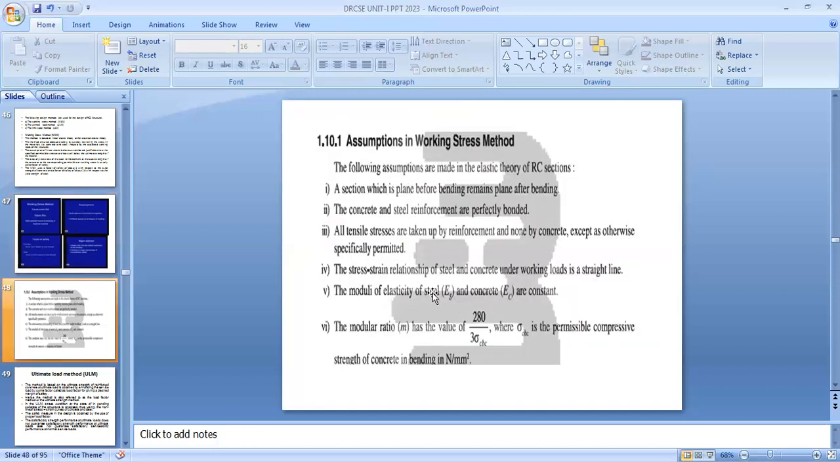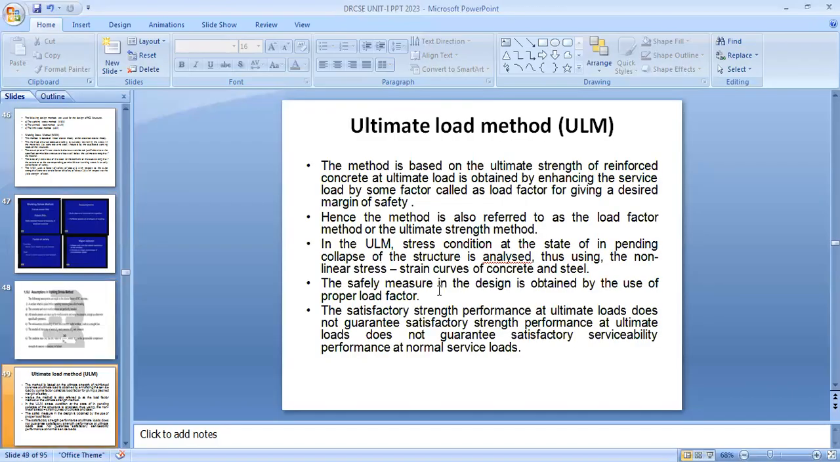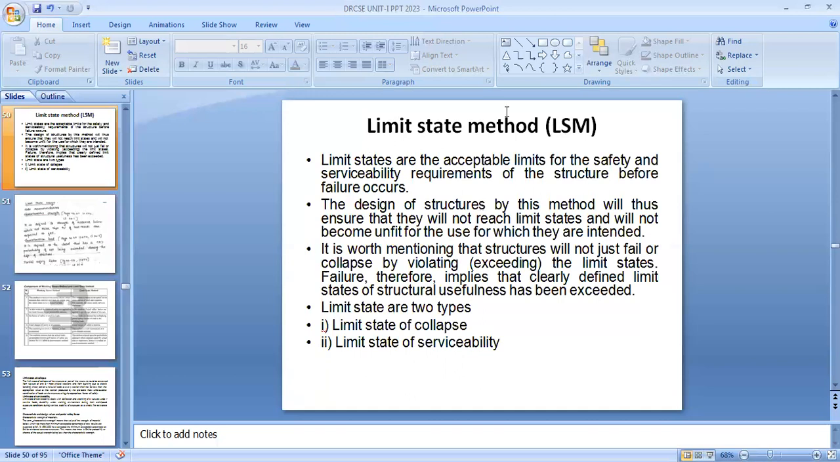So one of the assumptions is the ultimate load. This method is based on the ultimate strength of reinforced concrete at ultimate load. It is suitable for all structures. It increases strength, durability, and serviceability of the structure, thereby it reduces the collapse of the structure.